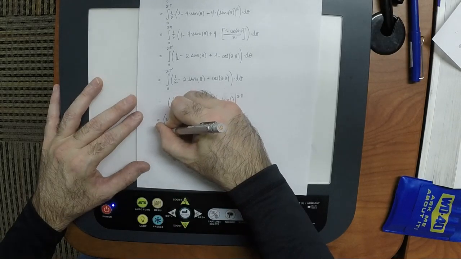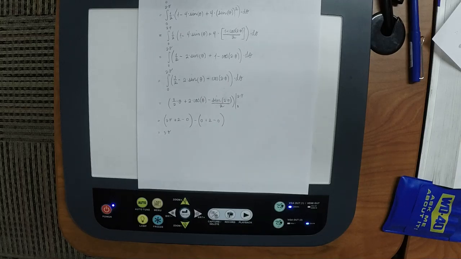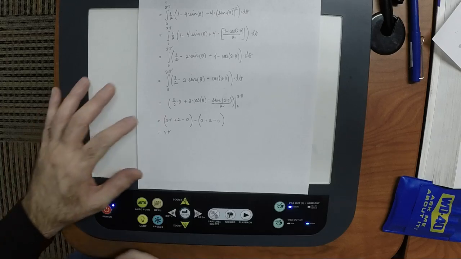So what that's telling you is that if you integrate the limaçon from angle 0 all the way back around at 2 pi, the answer is 3 pi. But to understand that, you counted that inner loop twice, right?